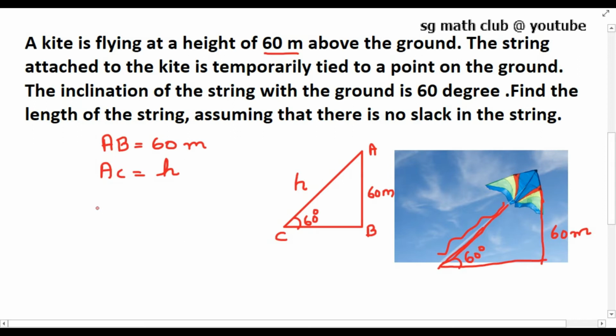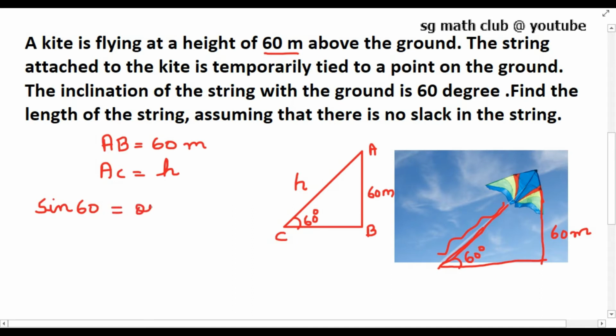Now how will you decide whether we will use tan or sine? Here we will be using sine 60 because I need to find the hypotenuse. Already the opposite side is given. If I write tan 60, then I will get only BC. I will not get the value of AC. So to find the hypotenuse, I am writing sine 60. If you need to find the opposite side and the adjacent side is given, then you can use tan 60. Here we need to find the hypotenuse and they have already given the opposite side. So I will be using the sine 60 formula.